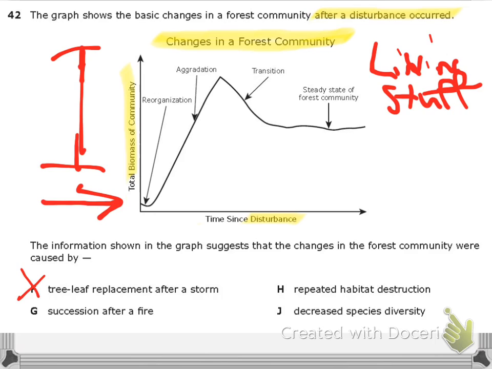Okay, let's look at this one. Let's look at J. Decreased species diversity. So I guess that's a disturbance of some kind, but that doesn't really tell us what. That's just another outcome of something. That's not something going down, right? So that just means there's slightly less different types of species. Slightly less diversity in species.